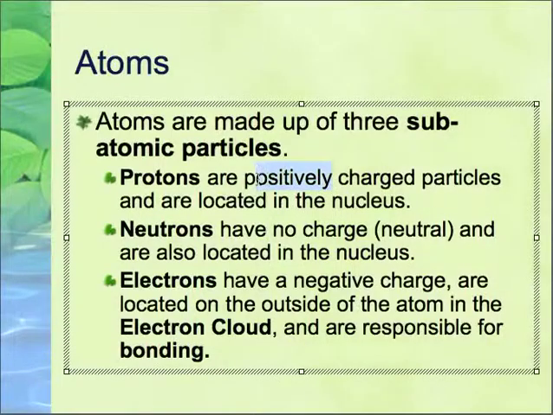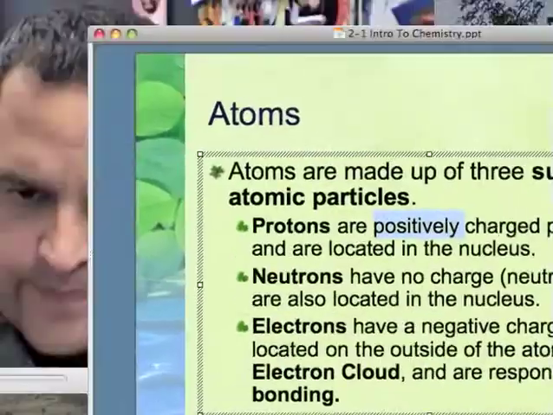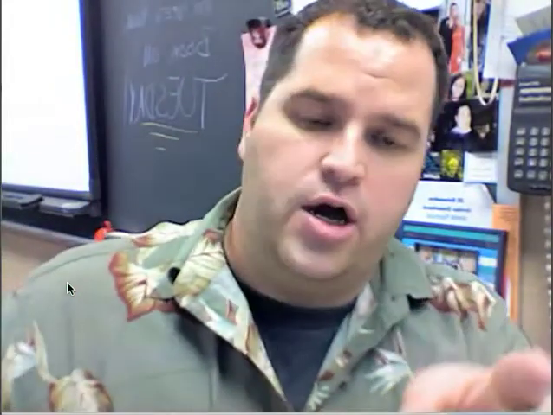Protons are positively charged. Electrons are negatively charged. Well, the negative charge of one electron is equal and opposite to the positive charge of one proton. Well, that means that for every proton we have to have one electron. That way we equal neutral. You see, proton is a positive charge. Electron is a negative charge. One positive plus one negative equals neutral.